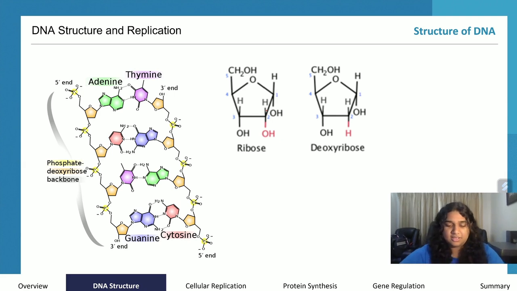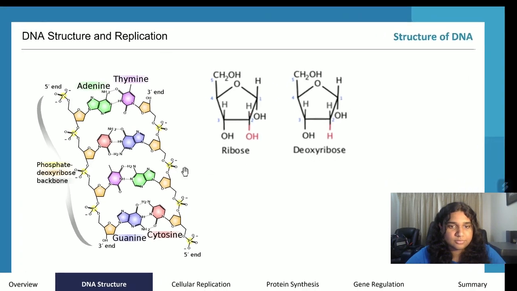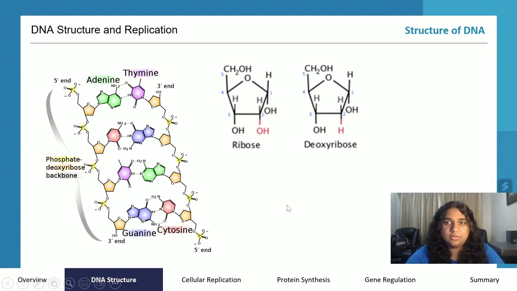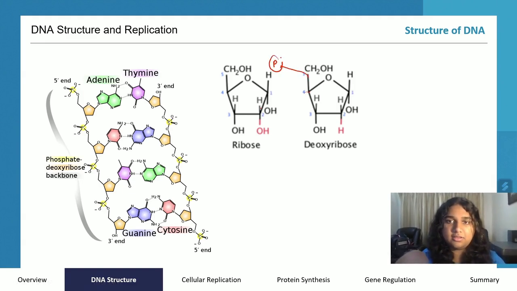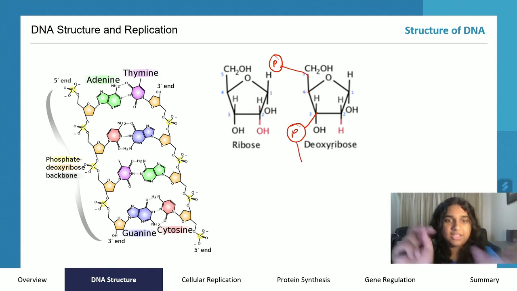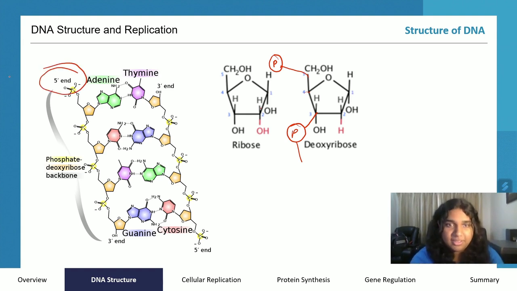It'll be coming off the side of carbon number 5, and then the other phosphate group will be connected onto carbon number 3, and then it'll continue the chain on. So basically, we orient or talk about the structure of DNA in terms of its 5' end, as in the phosphate connected to the 5th carbon, and the 3' end, as in the phosphate connected to the 3rd carbon.